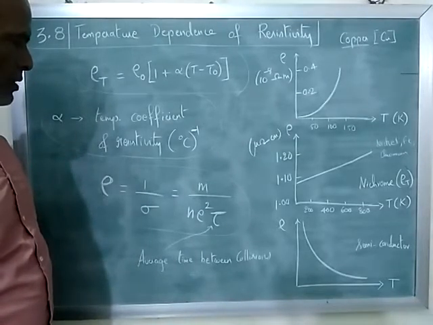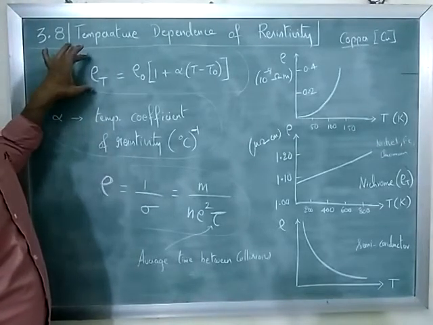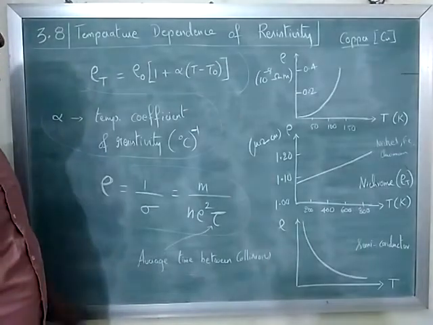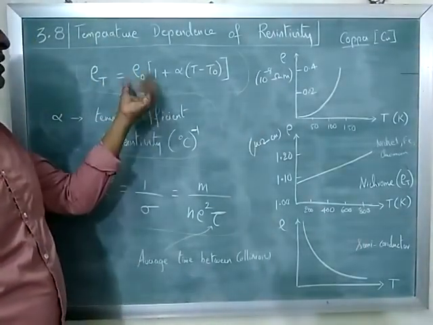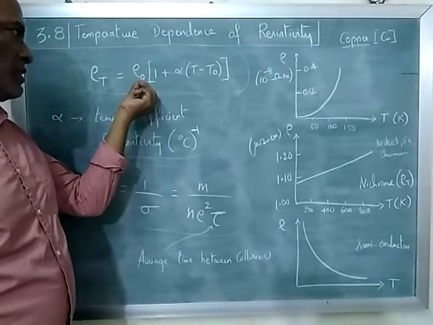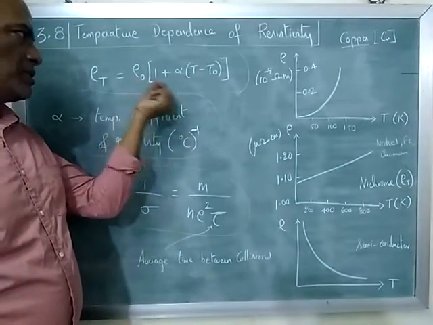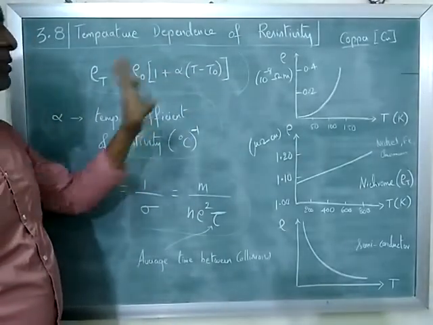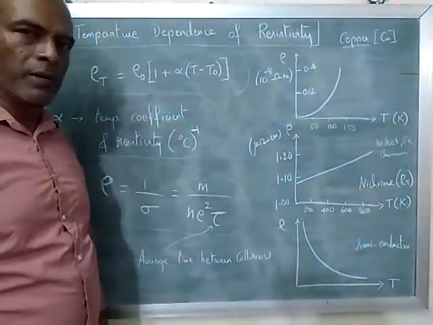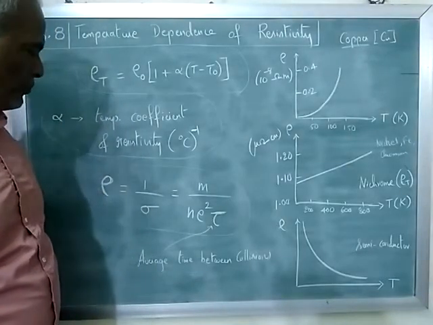Okay. So with this formula we can find out the resistivity at a particular temperature, knowing the resistivity at temperature T naught, alpha and the final temperature. We will be doing one problem in the next video.